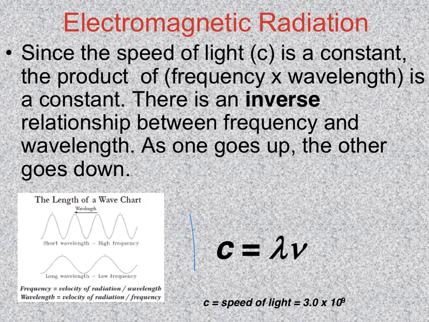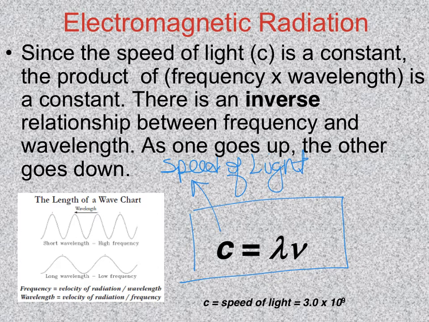We can also express that relationship in a mathematical equation, and we'll be doing some math with this equation. This equation tells us that the speed of light, which we designate with a small letter c, is constant for all types of light, whether it's a radio wave or a gamma ray. The speed of light is 3.0 times 10 to the 8th meters per second. That's how fast a light wave travels through space.